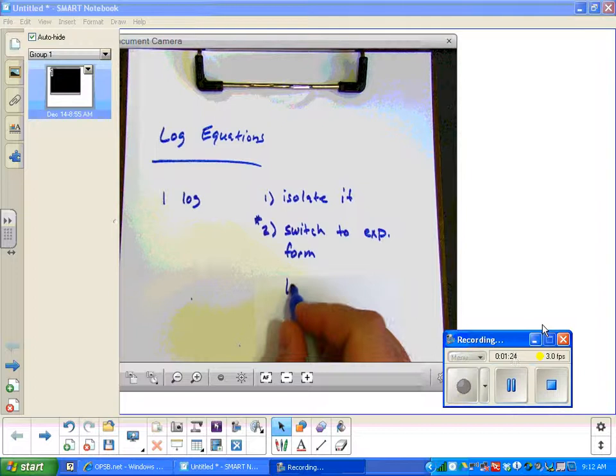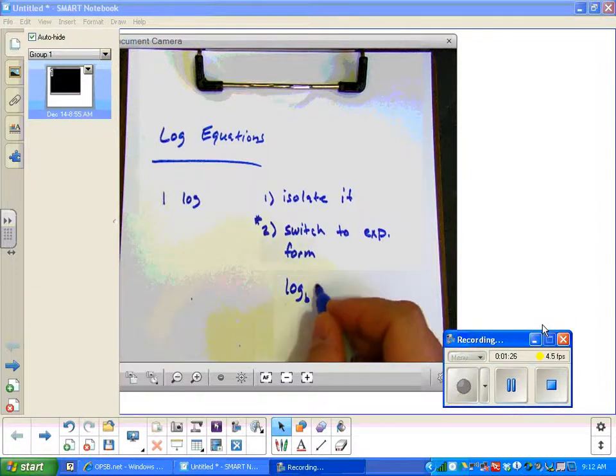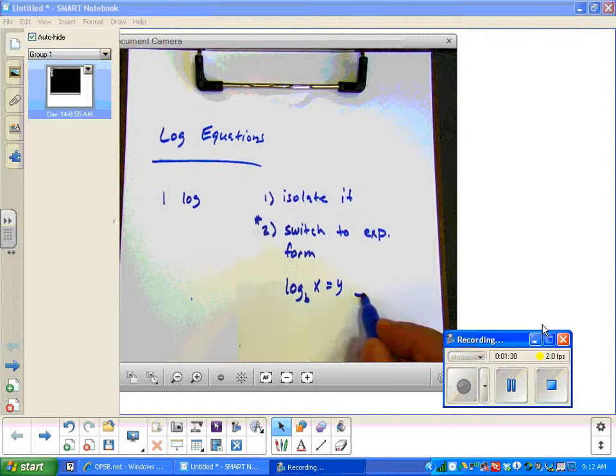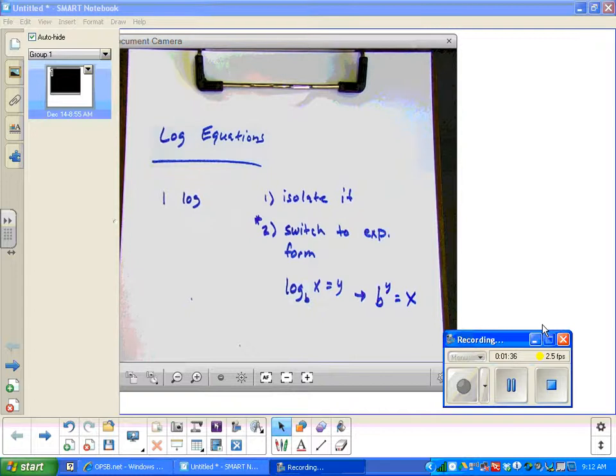This is the fundamental definition of a logarithm. Log base b of x equals y. The exponential form is what? b to the y equals x. That has to be automatic. That is the definition of what a logarithm is.